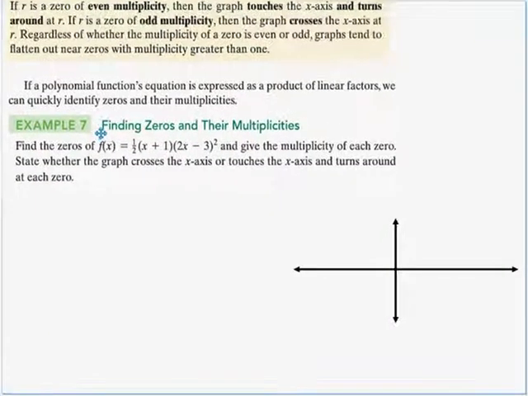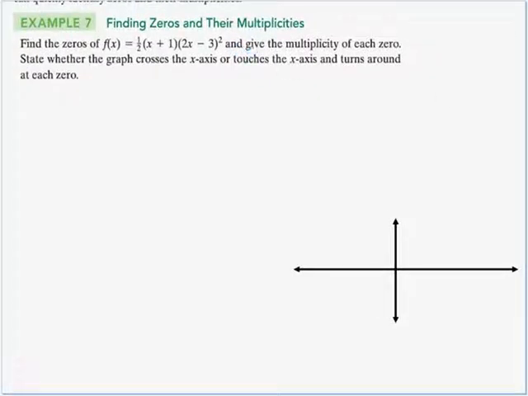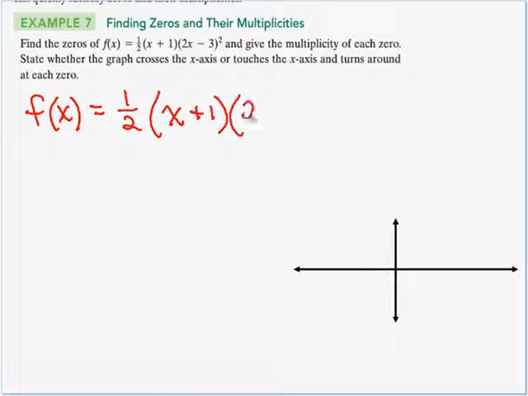So, if a polynomial function's equation is expressed as the product of linear factors, we can quickly identify the zeros and multiplicities. So here in example 7, our polynomial is already given in factored form. Find the zeros of this function and their multiplicities. I'm just going to copy it again here. F of x is a half, and then we have quantity x plus 1, and then quantity 2x minus 3 squared. State whether the graph crosses the x-axis or touches and turns around at each 0.